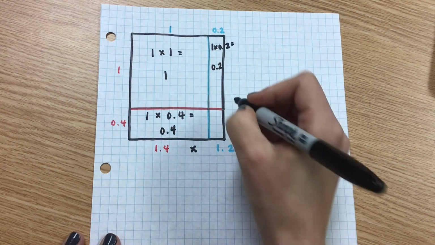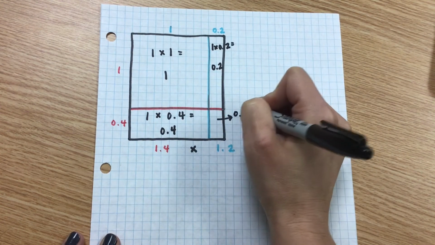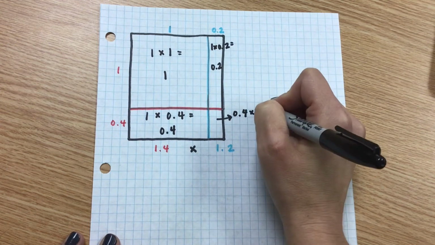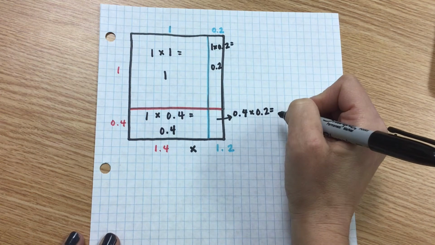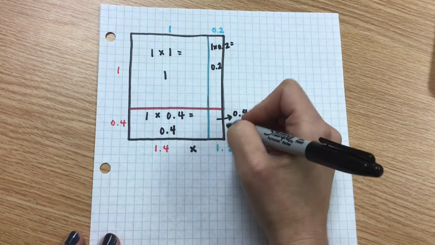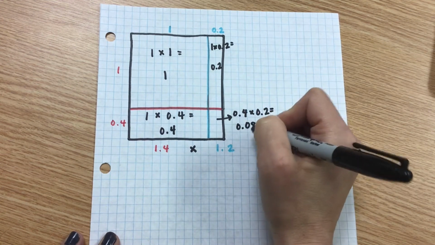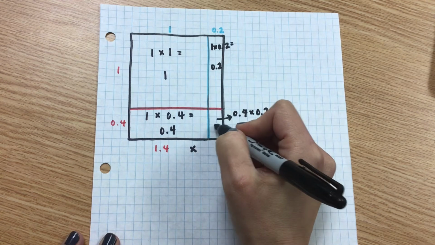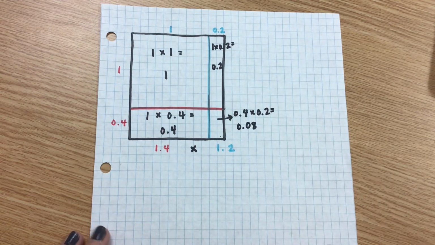And then down here is where things get a little bit interesting. We have 4/10 times 2/10. And when we count all these, we see that we only have 8 hundredths boxes. 1, 2, 3, 4, 5, 6, 7, 8 out of 100 boxes.